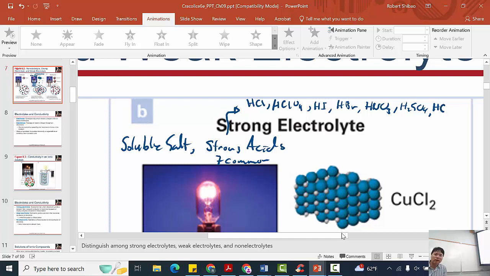HClO3. Good. It's chloric. And so these are the 7 common strong acids: hydrochloric, perchloric, hydroiodic, hydrobromic, nitric, sulfuric, chloric acid, in no particular order. All these acids break up into ions. What ions do they break up into? So for example, if I look at perchloric acid, what ions does perchloric acid break up into? It's a strong electrolyte. Strong electrolytes are going to break up 100% into what ions?